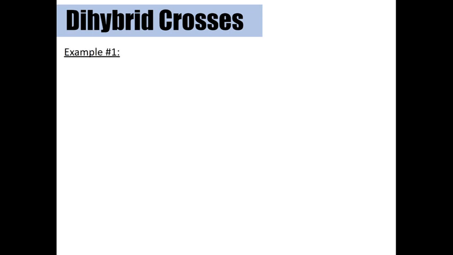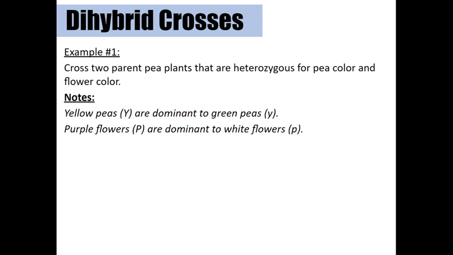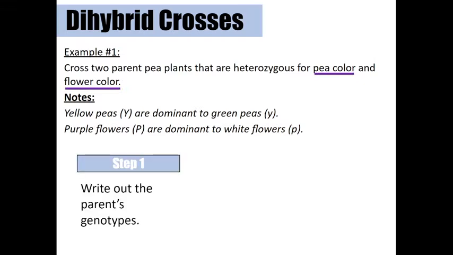So let's start with example number 1. Cross two parent pea plants that are heterozygous for pea color and flower color. Note that yellow peas, capital Y, are dominant to green peas, which is little y. Purple flowers, capital P, are dominant to white flowers, which is little p. So we are crossing pea color and flower color.